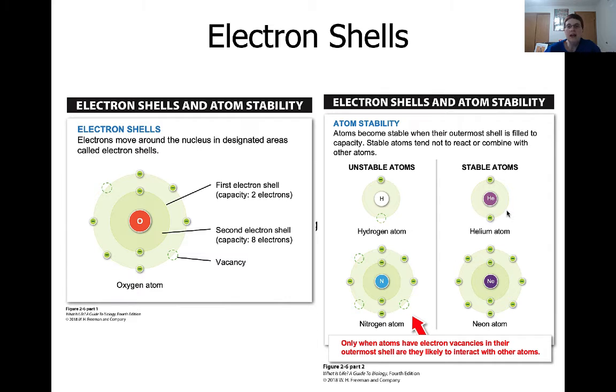On the other hand, these over here, helium and neon, are stable atoms. They have full electron shells. Helium has 2 in that inside shell, so it is good. It doesn't need to find any electrons. Same with neon. Neon's filled the inside one and then the next one out, so it is good to go. It won't need to interact with any other atoms in order to fill those shells.